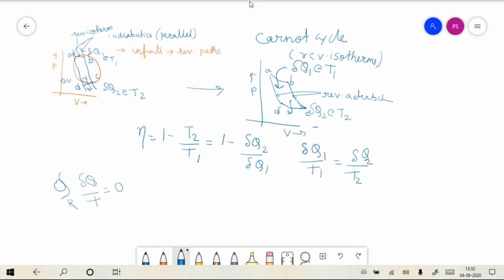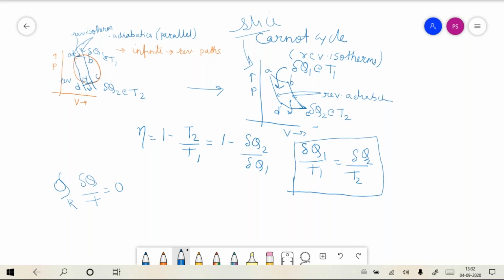How would a slice look like? A slice would look like what is shown here. Okay, and what is that slice? That slice becomes a Carnot cycle. One of the Carnot cycles, of one of the slices, is shown over here, and for this slice I have shown that del q1 by T1 is equal to del q2 by T2.